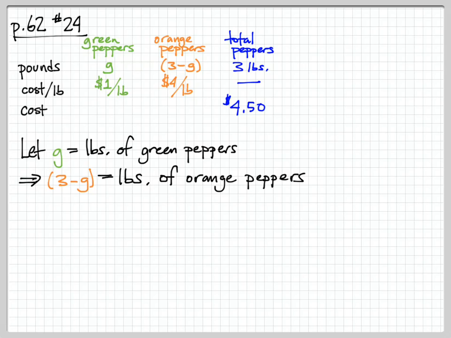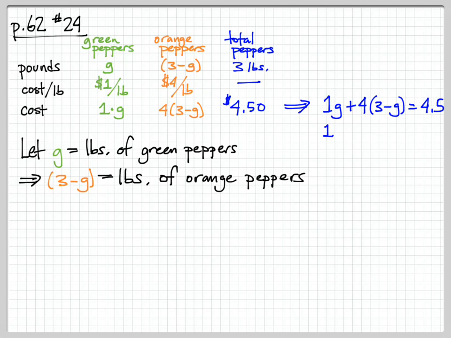So now the cost of green peppers will simply be $1 times g, and then the cost of my orange peppers will be 4 times (3 minus g). So I add up the cost of my green peppers plus the cost of my orange peppers, and I will get $4.50. So this is the setup. This is the equation that we can now solve.